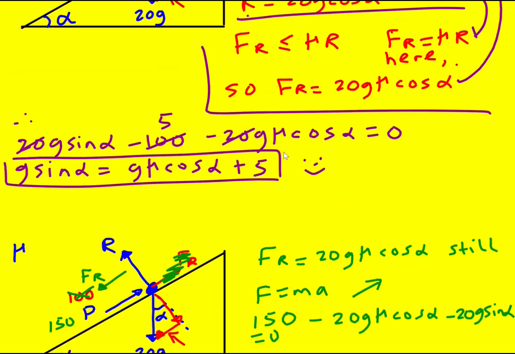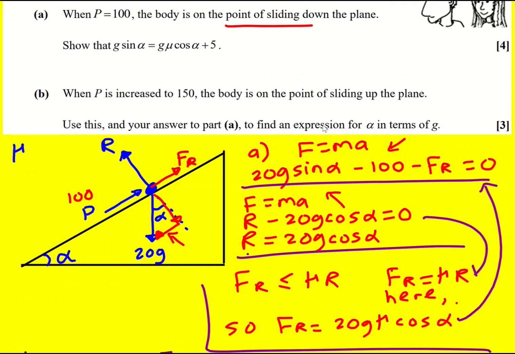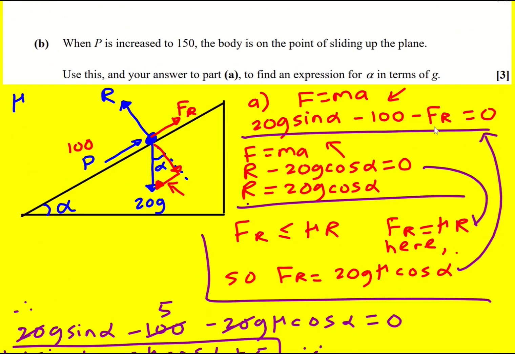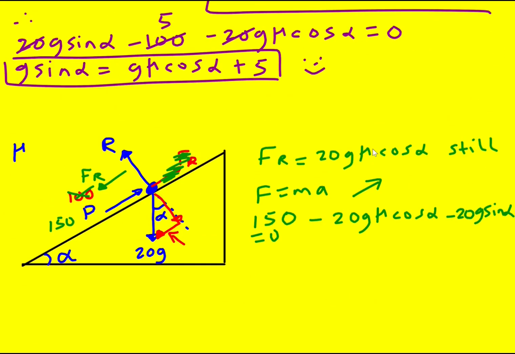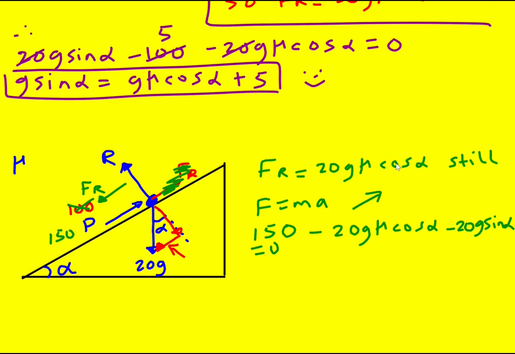Now, before I go any further, let's just take stock of where we are. We're trying to work out an expression for alpha in terms of g. It doesn't say mu at all, so we're going to have to try and eliminate mu. And therefore, what if we could substitute in for g mu cos alpha? We can start off doing this by dividing by 20. Actually, let me do it in steps. So 20g mu cos alpha is going to equal 150 minus 20g sine alpha.